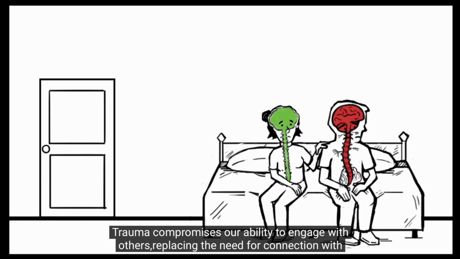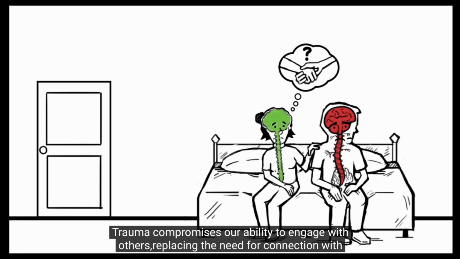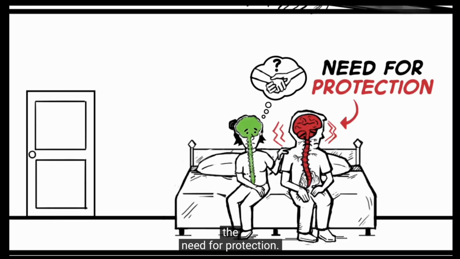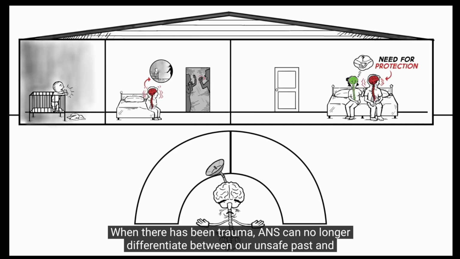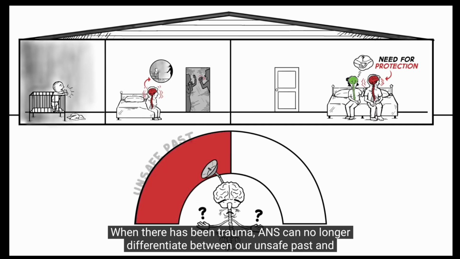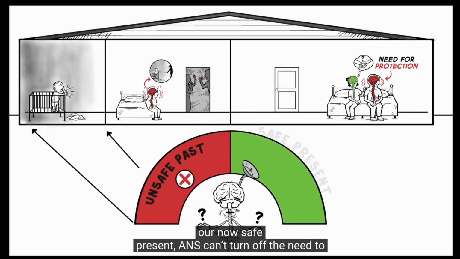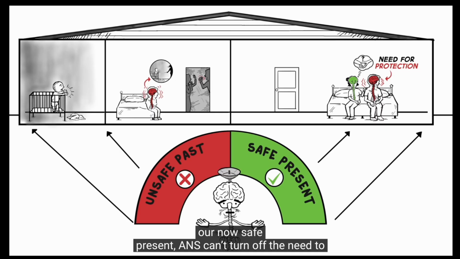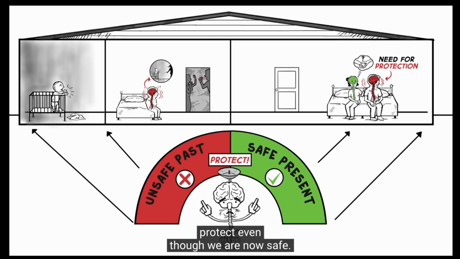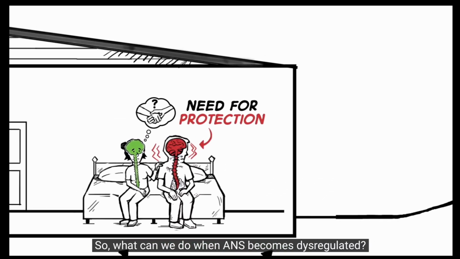Trauma compromises our ability to engage with others, replacing the need for connection with the need for protection. When there has been trauma, the ANS can no longer differentiate between our unsafe past and our now safe present. The ANS can't turn off the need to protect, even though we are now safe.